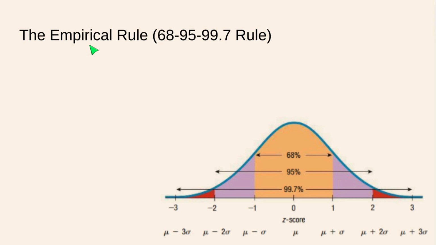Empirical means found through the process of research. Well, we can model this mathematically and use calculus, all right? So it's a little bit confusing why we call it empirical, but 68, 95, 99.7 actually describes what's going on mathematically a lot better.